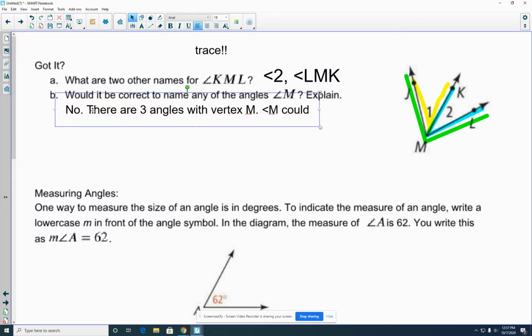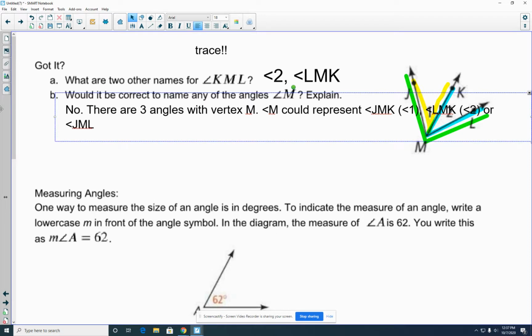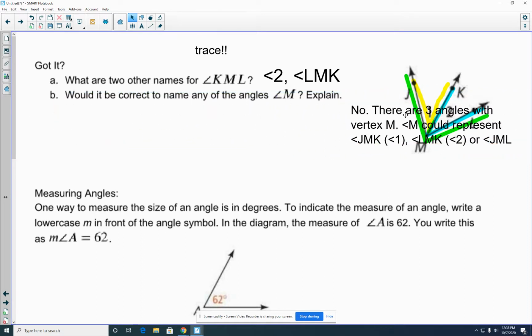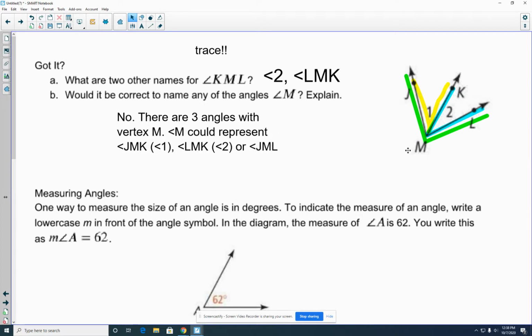Angle M could represent one of the following. It could represent angle JMK, which is marked as angle 1. It could represent angle LMK, which is represented by angle 2. Or it could represent angle JML, which is the entire angle that we have marked in green. Okay, so there's your explanation as to why calling this angle M would not work.